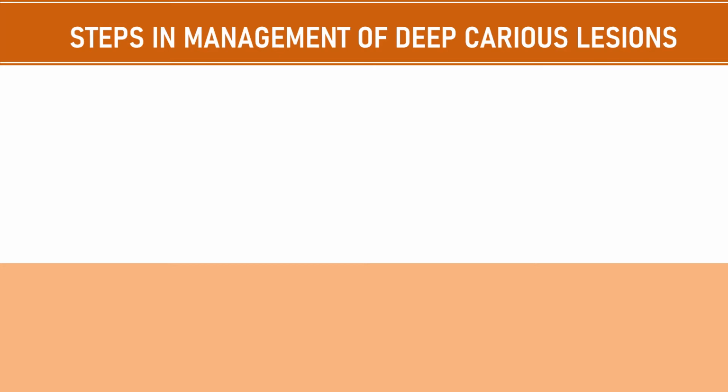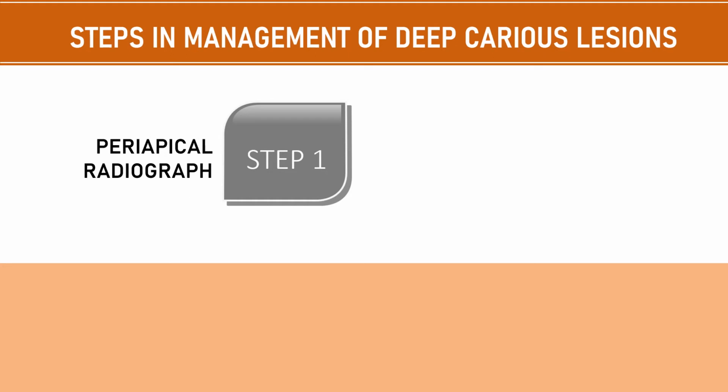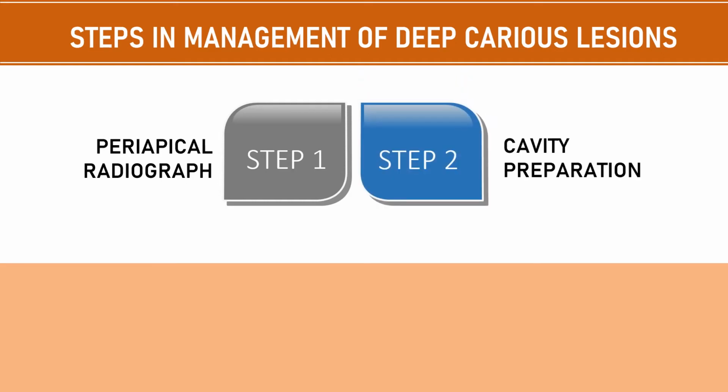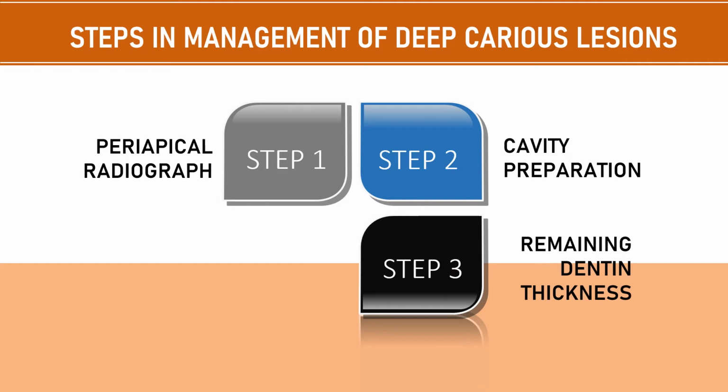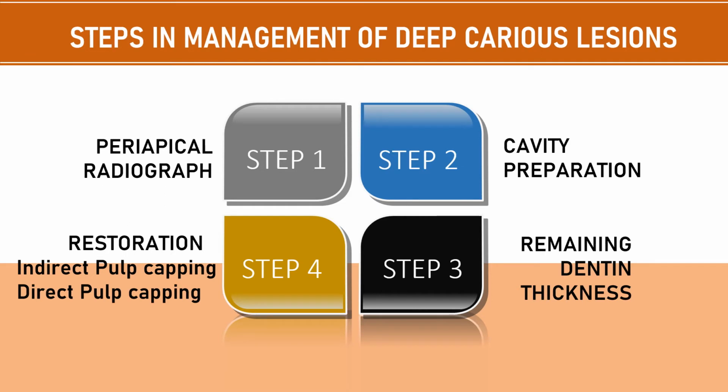There are 4 steps in the management of deep carious lesions. The first step is to take the periapical radiograph to assess the depth of the lesion, how close it is to the pulp. The second step is cavity preparation. The third step is to assess the remaining dentine thickness after the cavity preparation is over. And the fourth step is the restoration.